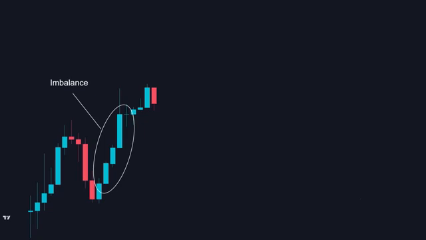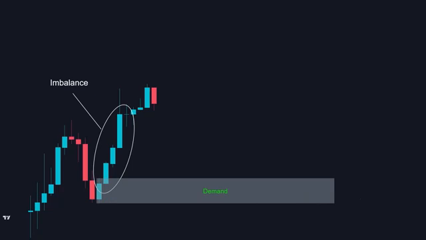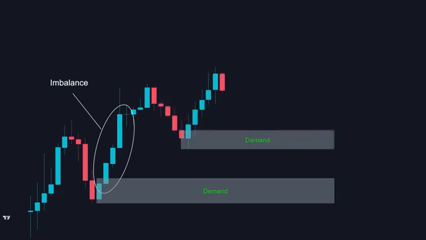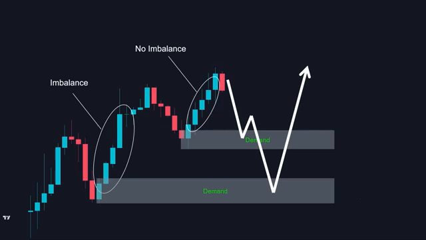Below the imbalance, we can find the demand zone, as this demand zone has contributed to the imbalance. Let's imagine the price creates another pullback, and we have another demand zone. The key difference is that the second demand zone has no imbalance. Therefore, there is a greater chance for the price to make a deep retracement to the demand zone that created the initial imbalance. This is because the inefficiency will act as a magnet for the price to come and fill this gap.